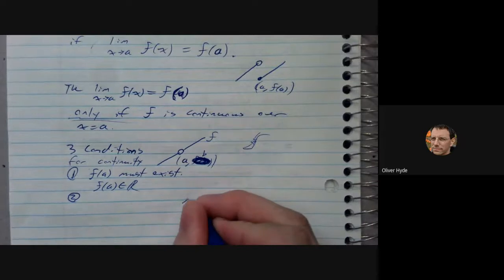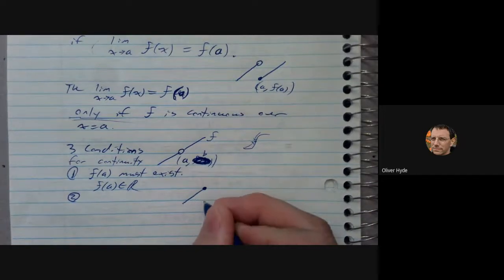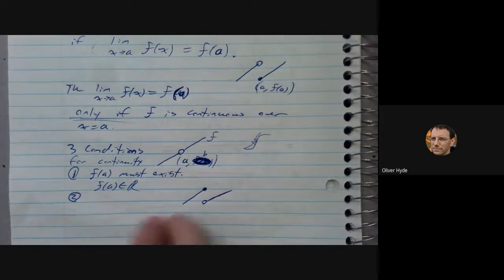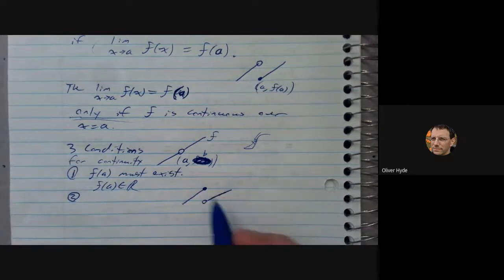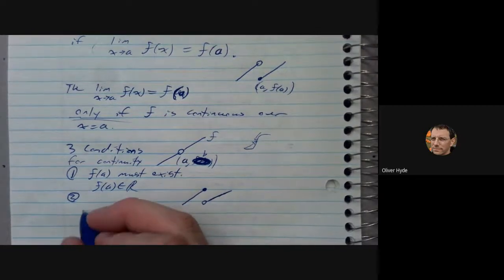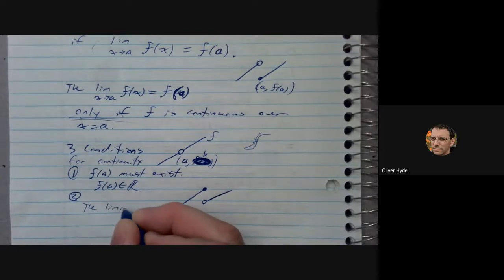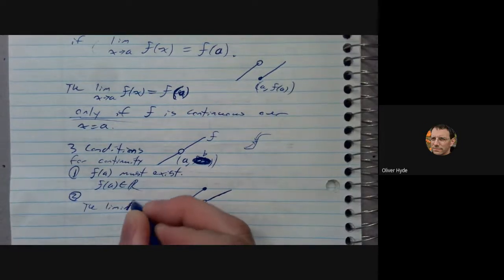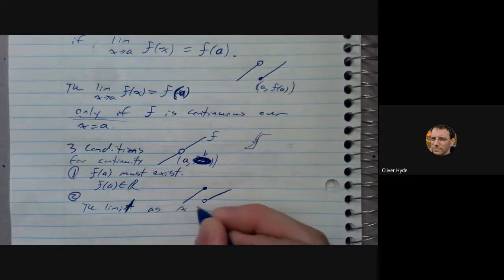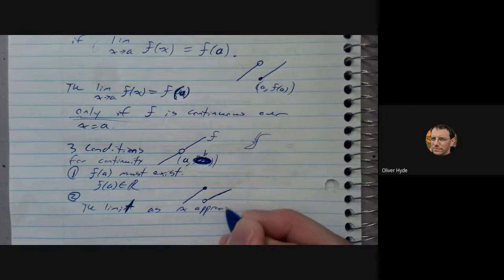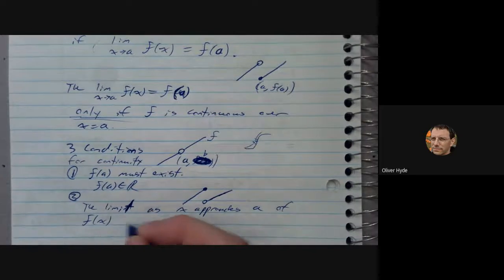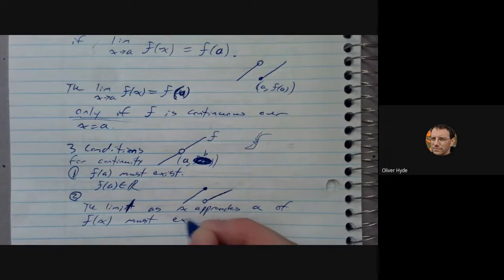the limit has to exist. The behavior from the left has to equal the behavior from the right. Now, this condition right here, you should also be able to explain what must be true for a limit to exist, talking about the left behavior and the right behavior. So you could break this down in a couple of different ways. You could say the limit as x approaches a of f of x must exist.